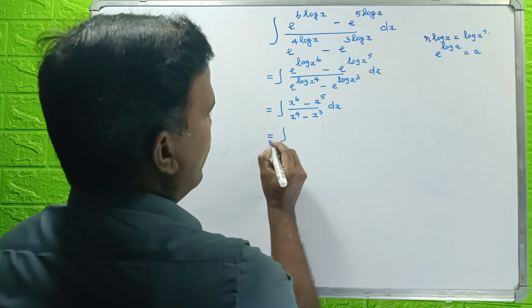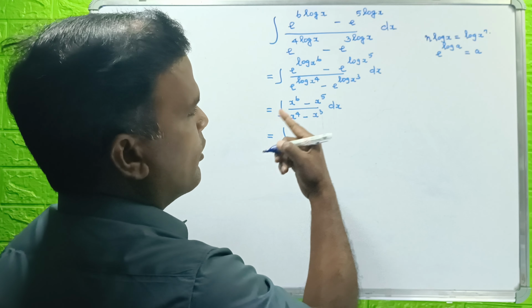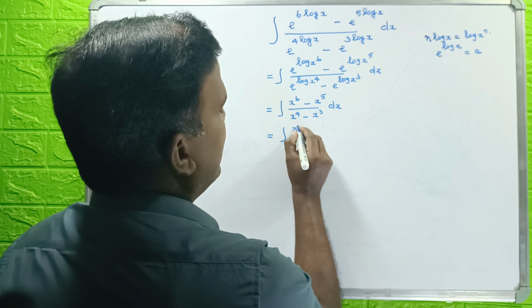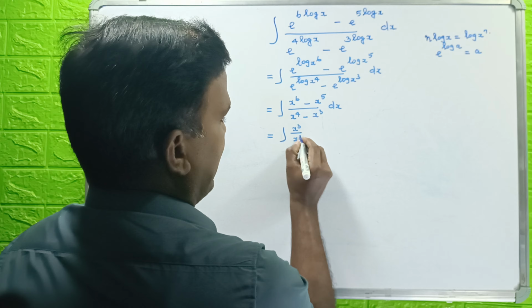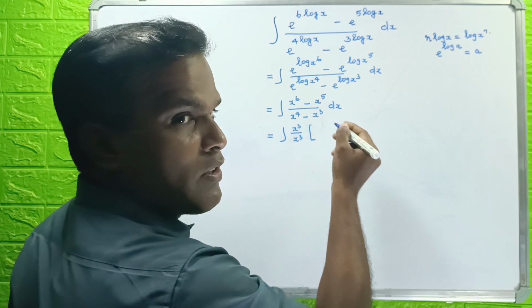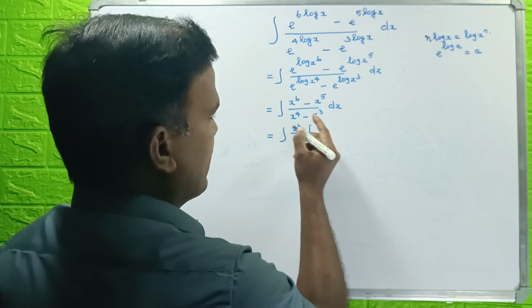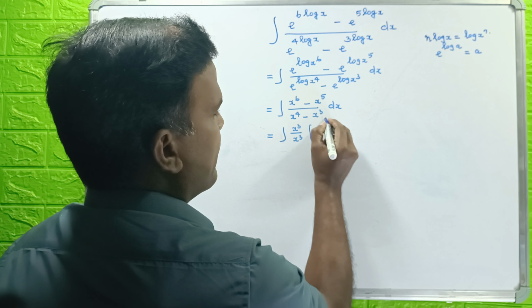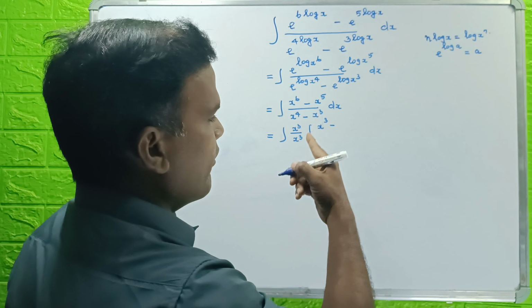Now, you take the common terms outside. From the numerator and denominator, take x power 3 outside. So, x power 3 divided by x power 3. From x power 6, you take x power 3, so x power 6 divided by x power 3. What is the value? x power 3 minus x power 5 divided by x power 3.